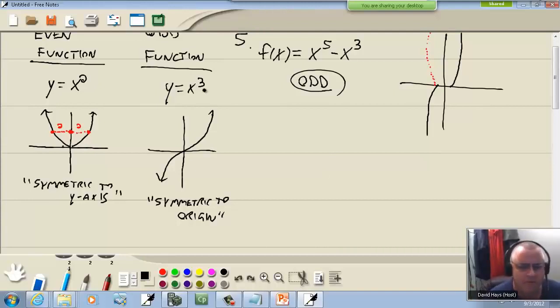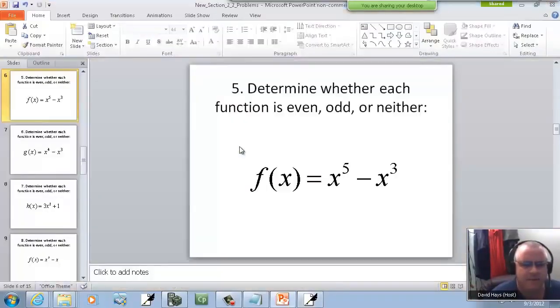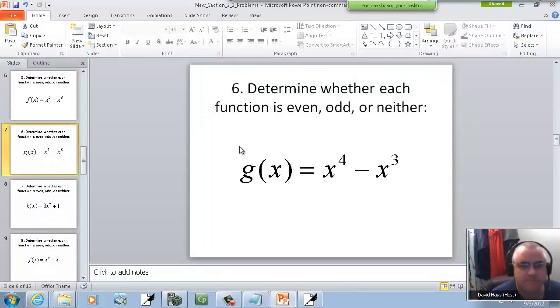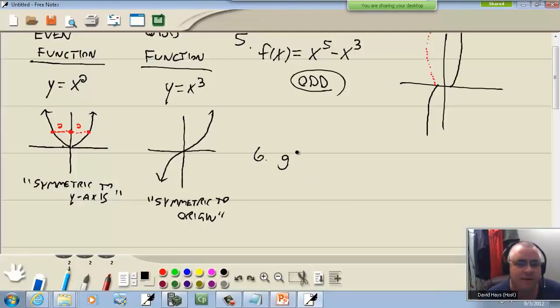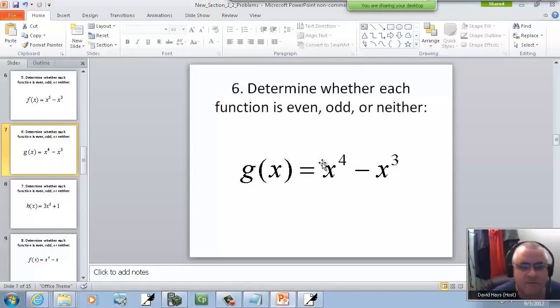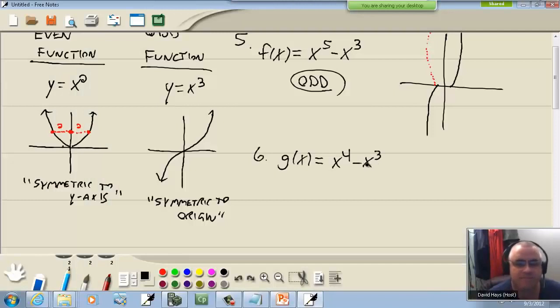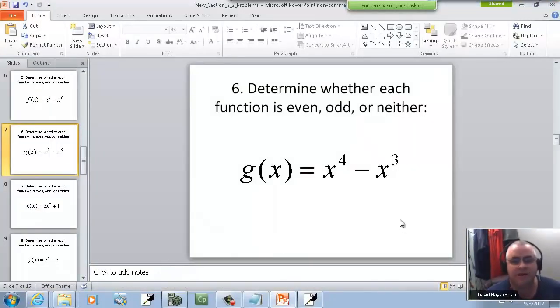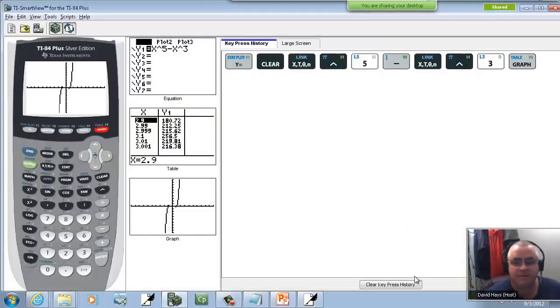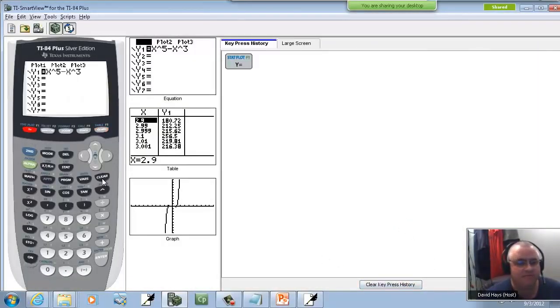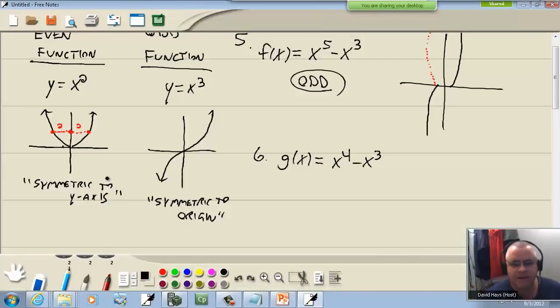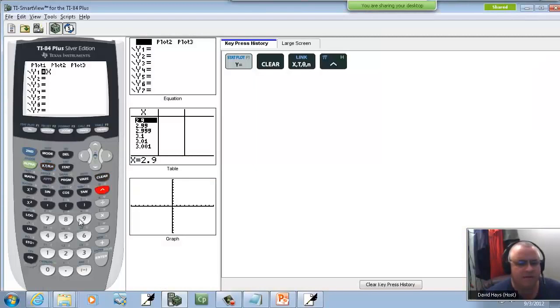We'll look at one more using the calculator, and then I'm going to talk about how to do those by hand. Actually, maybe I'll look at two more, and then I'll talk about how to do them by hand. So I think that this one's neither, I believe. So we got x to the fourth minus x to the third. And again, instructions are to determine whether it's even, odd, or neither. So let's graph this. Press y equals, press clear, x caret 4 minus x caret 3, and then graph.